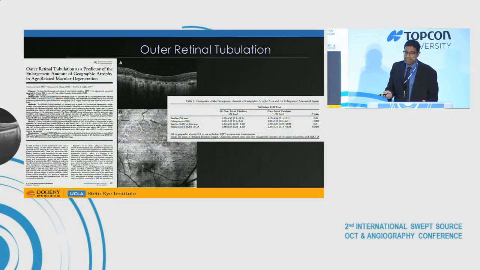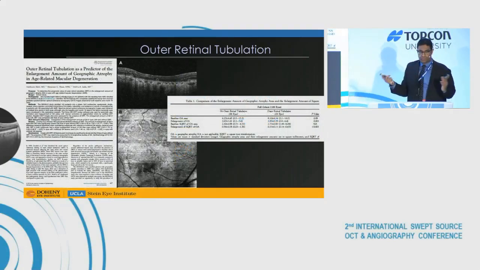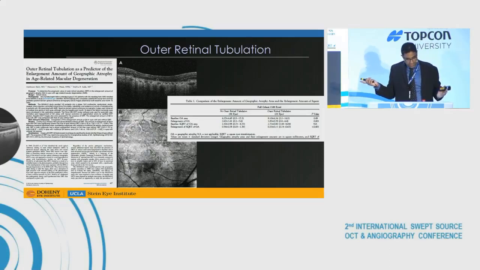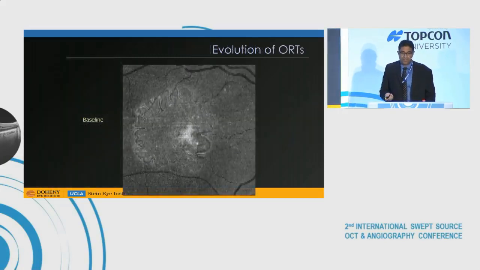And it's interesting that this is not just a trivial observation. We think it has some importance because we did observe in the MAHALO study, which we published in Ophthalmology as well, that patients who had evidence of these tubulations seem to have their atrophy enlarge at a slower rate. So I actually find that to be a helpful feature.